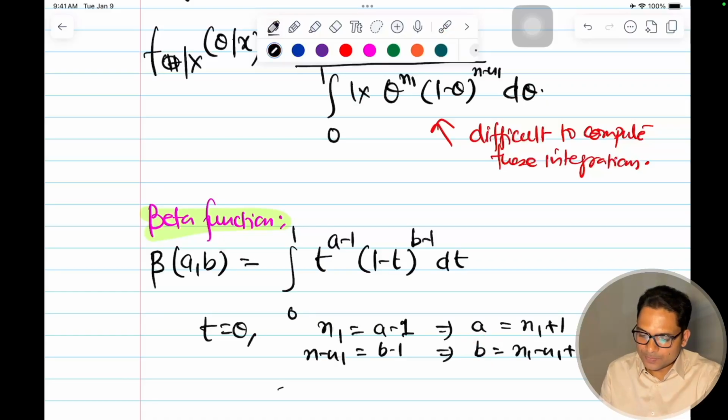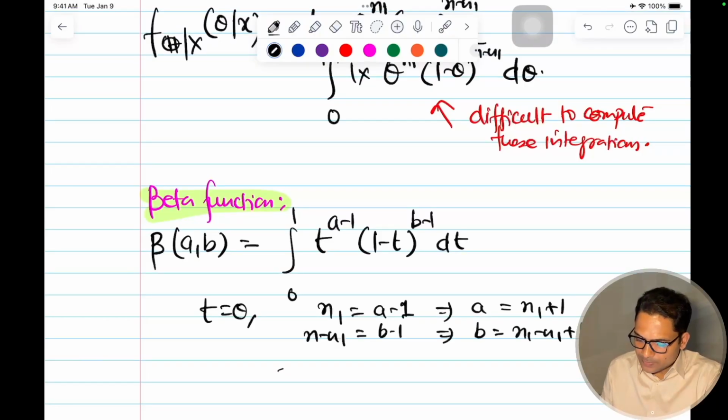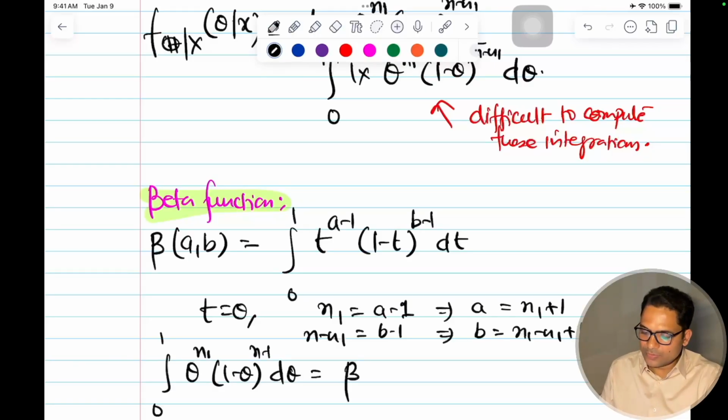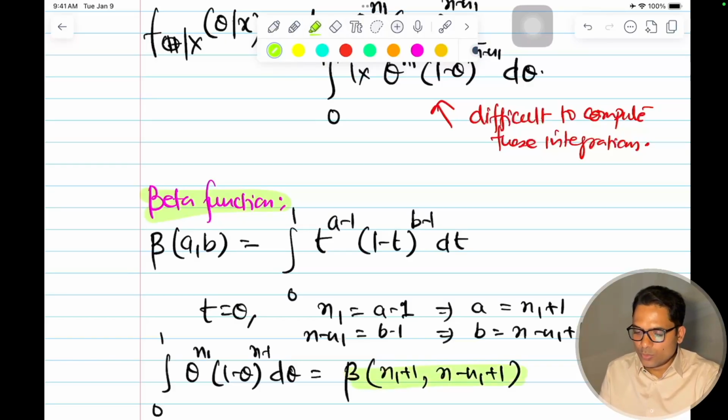How can I write it now? In this format, the integral from 0 to 1 of theta to the power n1, 1 minus theta to the power n minus n1, d theta can be written as the beta function of a and b, where a is n1 plus 1, comma, n minus n1 plus 1. This is my beta, and this is known.